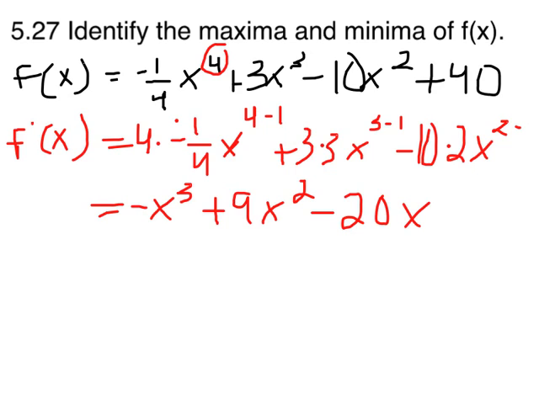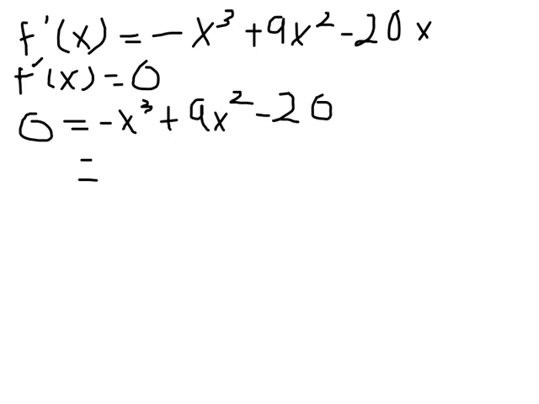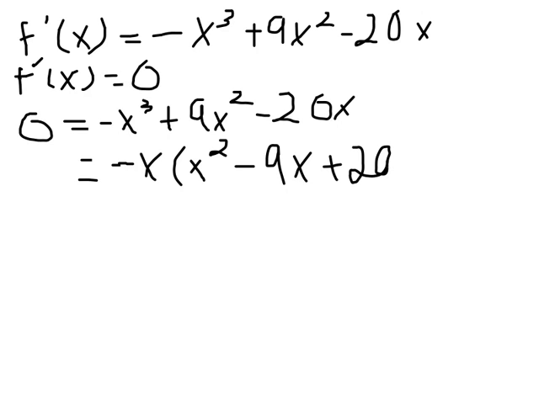In order to do the first derivative test, we also have to set f prime of x equal to 0. So 0 equals negative x cubed plus 9x squared minus 20x, and then we'll factor. We can factor out a negative x, and get x squared minus 9x plus 20, which splits into x squared minus 5x minus 4x plus 20.